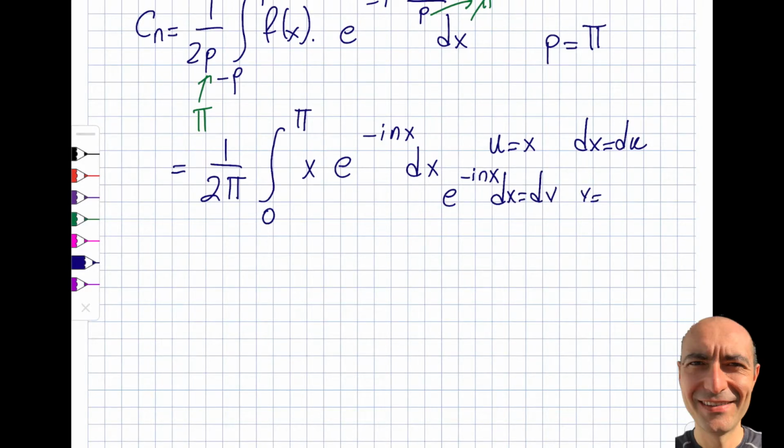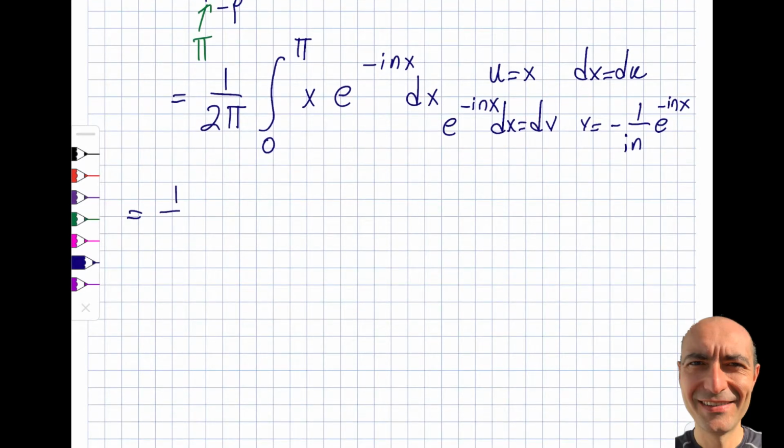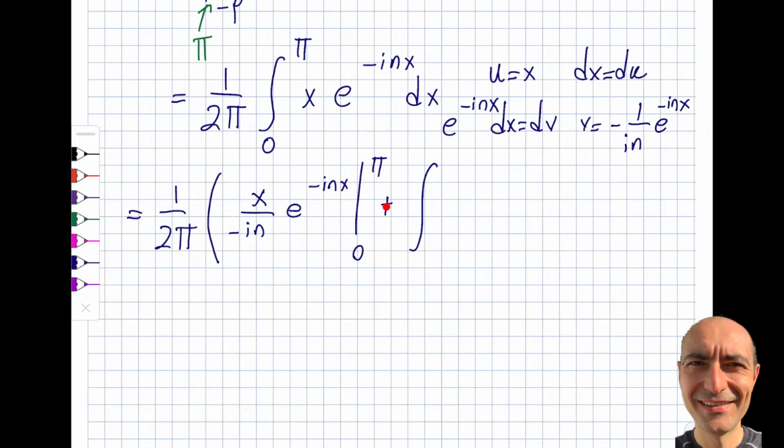And I get v to be, let me be careful over here, minus 1 by i n, e to the minus i n x, right? So then I go back and rewrite this, 1 by 2 pi. Let's make a big parenthesis. It's going to be uv, so that's x by minus i n, e to the minus i n x. That's the first one, and I evaluate this from 0 to pi. Plus, because I had a negative sign, negative negative becomes positive, I have 0 to pi, and I have 1 by i n, e to the minus i n x dx.